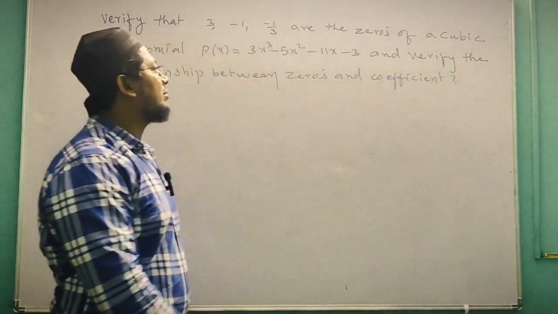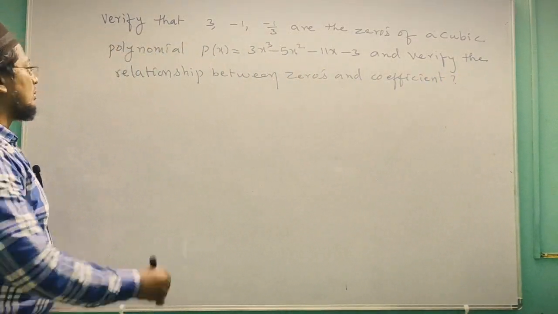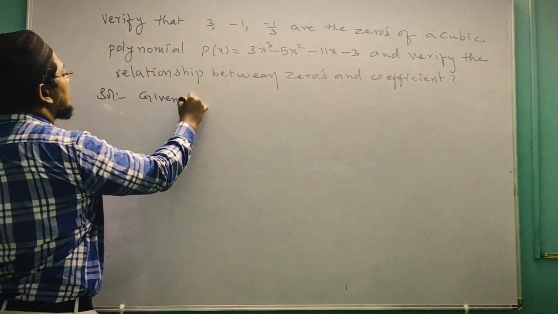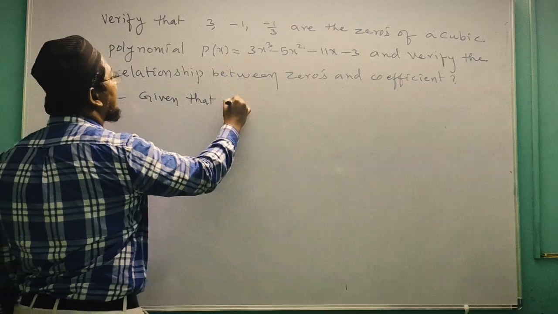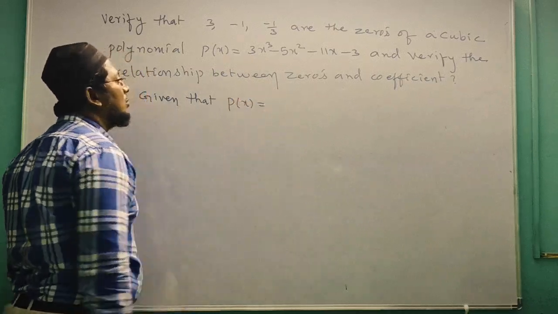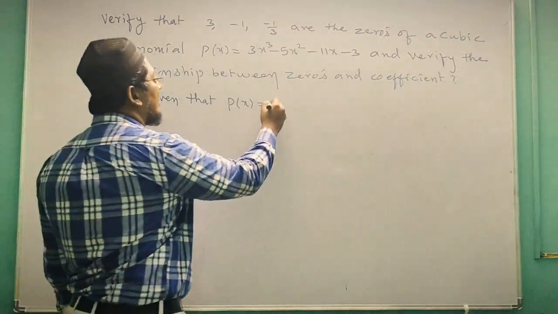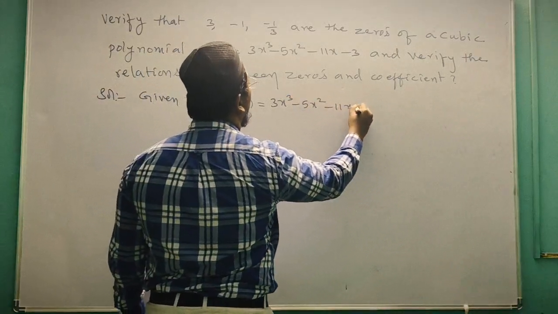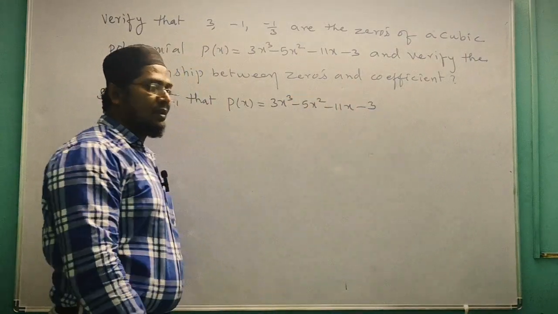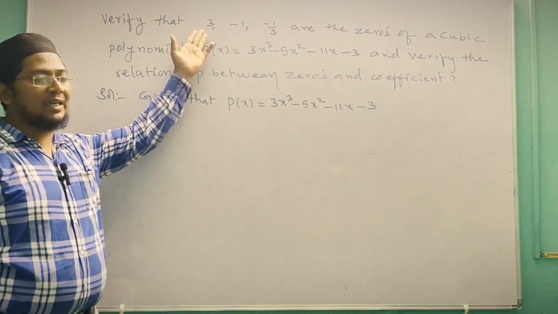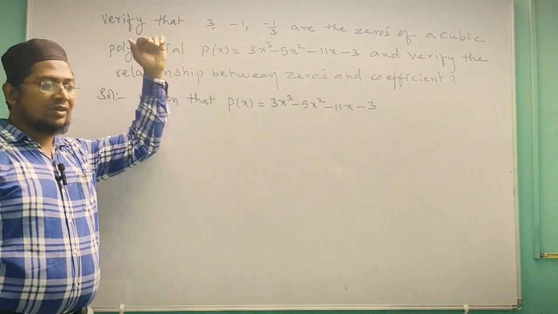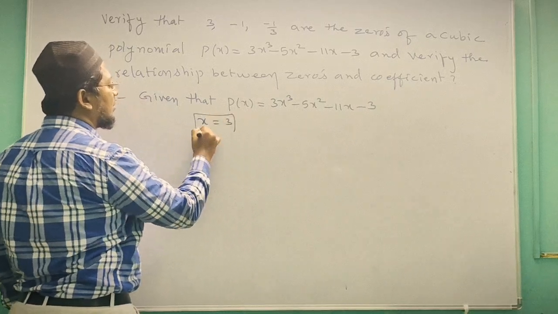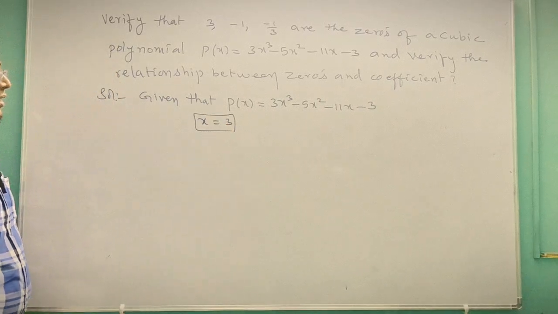Okay, student, we have to verify. So what is given, sir? First we have to write, given that p of x is equal to 3x cube minus 5x square minus 11x minus 3. So what is the first value, sir? We have to check. Yes, of course 3. So we assume that x is equal to 3. We have to write 3 in place of x, sir.